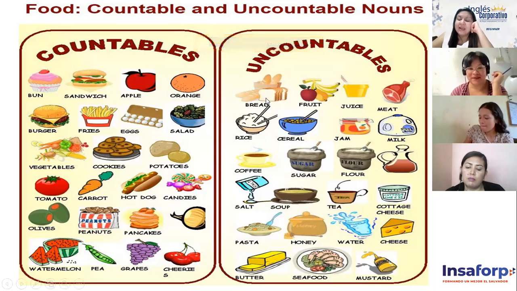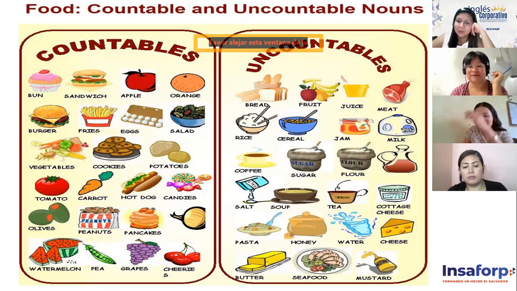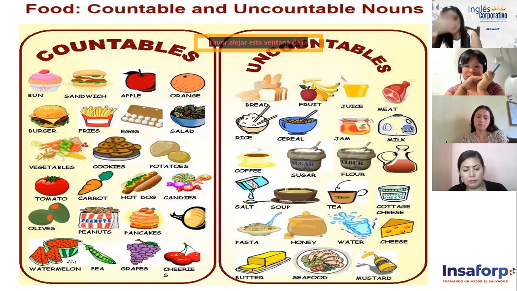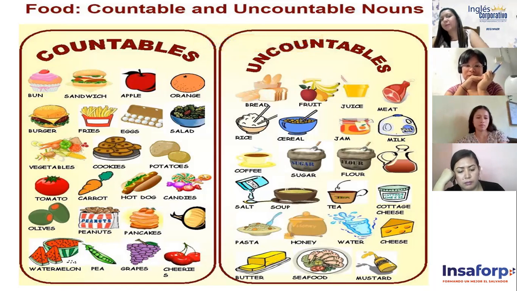En inglés, el pan no se cuenta. En español, le dicen a uno, ¿va? ¿Cuántos panes te dieron por un dólar? Me dieron 10 panes. But in English, it's different. In English, they have bread in general. They don't have pan francés, right? They have like the sandwich bread or loaf of bread. So they cut the bread in slices and you say a slice of bread or a piece of bread, okay?